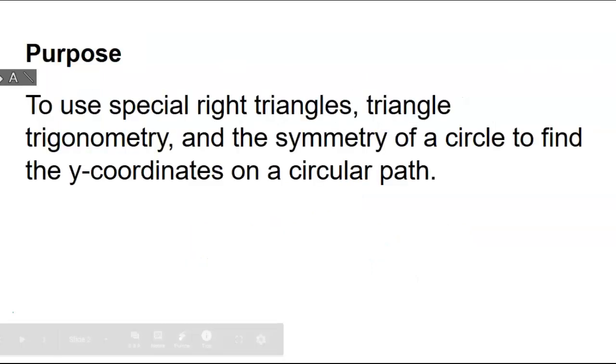This lesson is a develop understanding task, which is meant to introduce you to a concept, but not necessarily finalize rules or strategies. The purpose of this lesson is to use special right triangles, triangle trigonometry, and the symmetry of a circle to find the y-coordinates on a circular path.